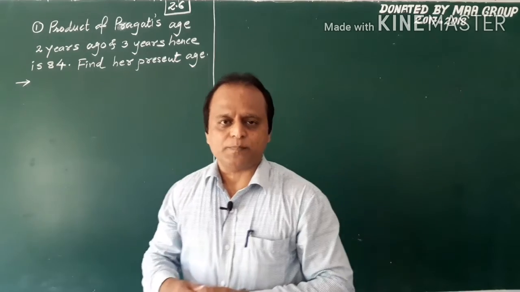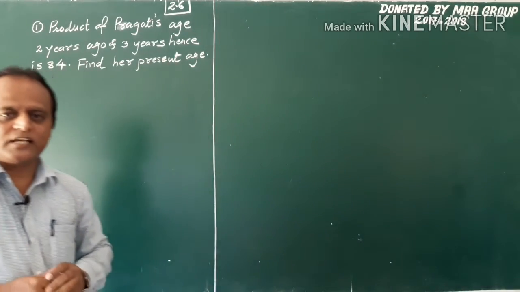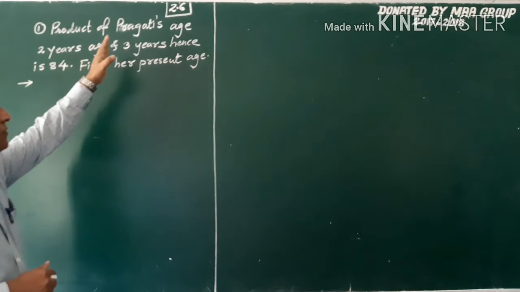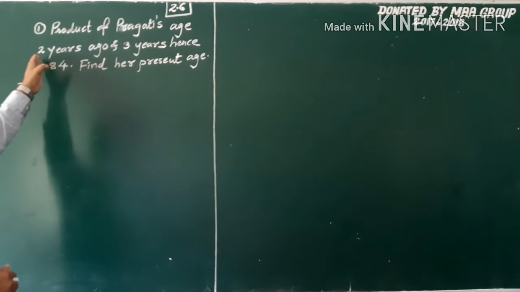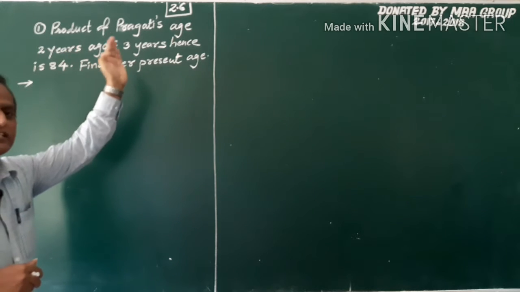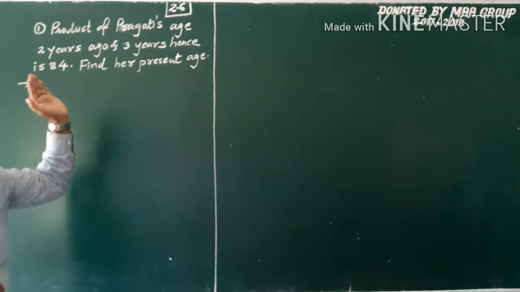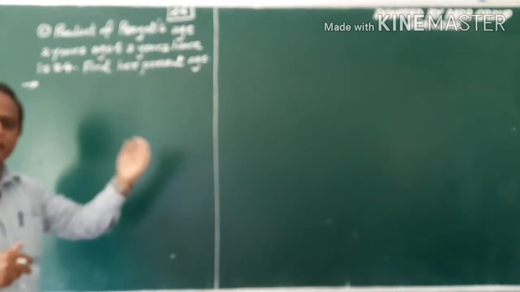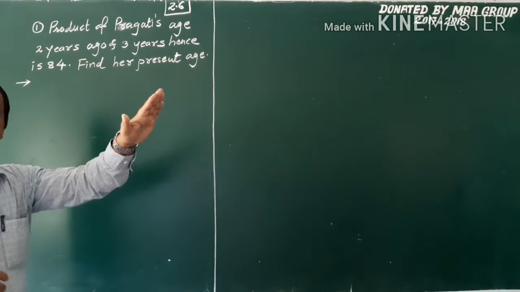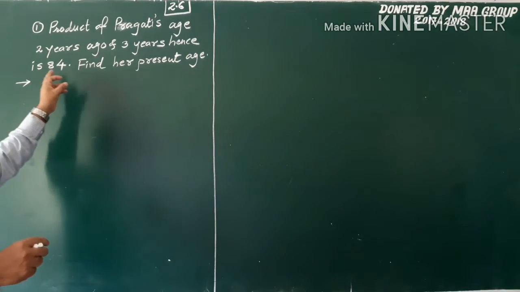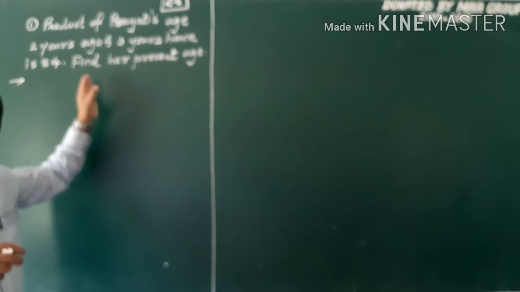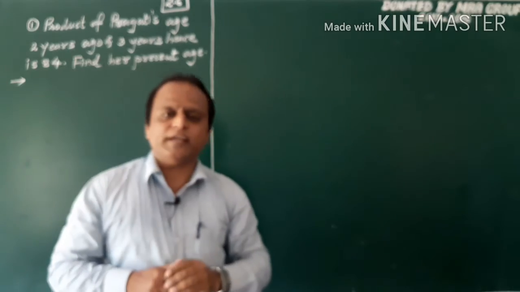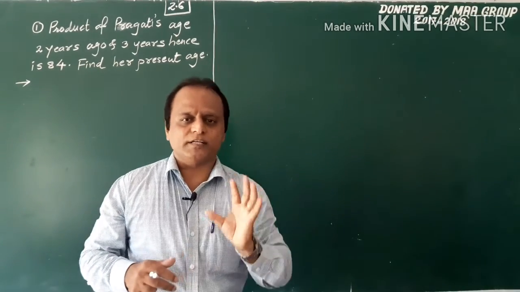Let's see the first example given to you in exercise 2.6. First example: the product of Pragati's age 2 years ago and 3 years hence is 84. Pragati is the name of a girl. Okay, 2 years ago her age and after 3 years her age, the product is 84. Now find her present age. We have to find the present age of Pragati.